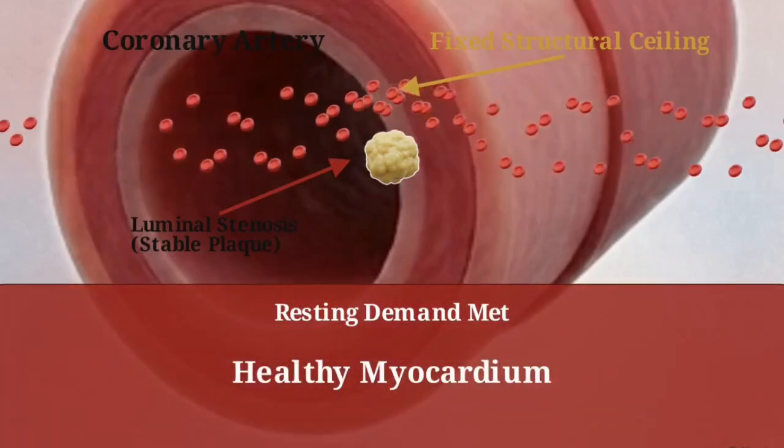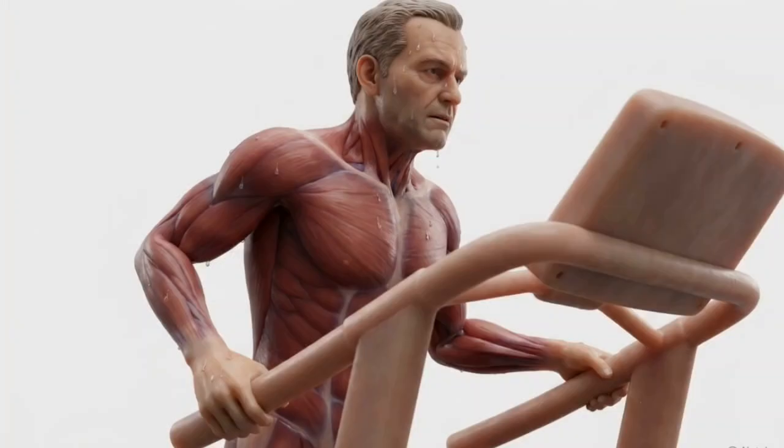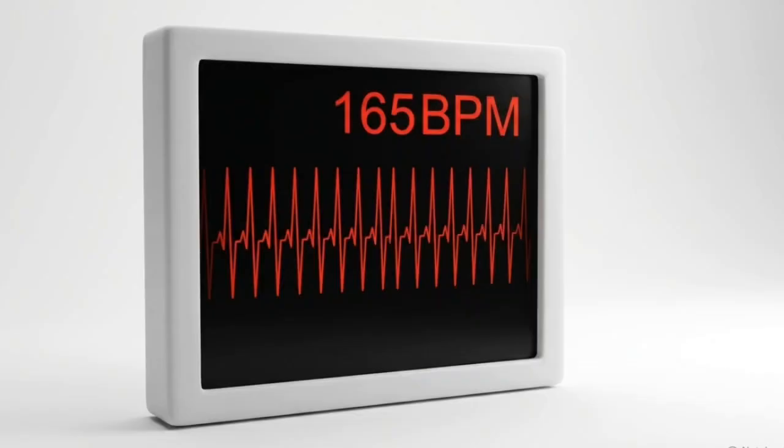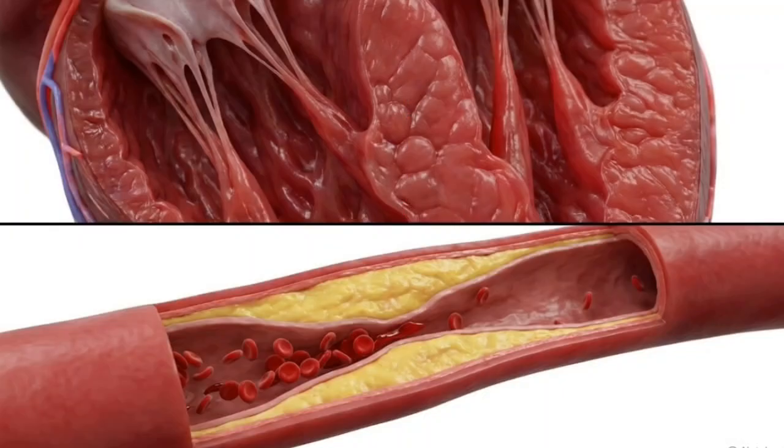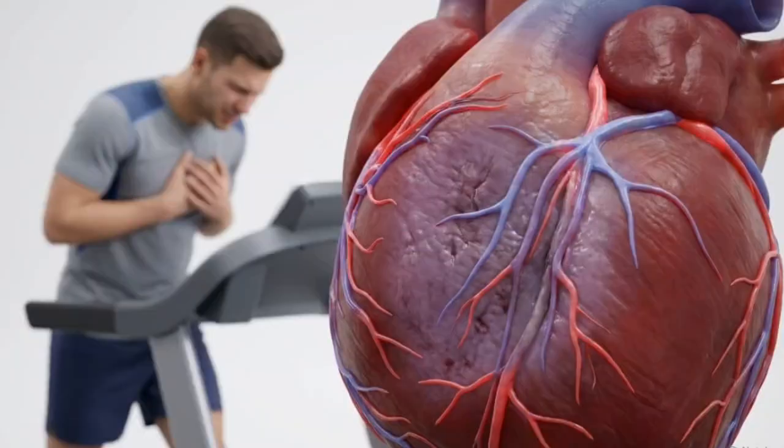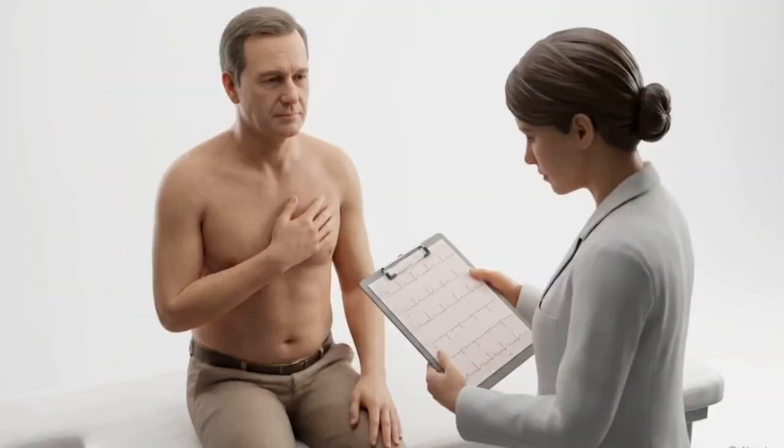The physiological equation shifts during physical exertion. Conditions like tachycardia or hypertension force the heart muscle to work harder, driving up myocardial oxygen demand. When that demand exceeds the fixed supply limit of the narrowed artery, the tissue begins to starve, subjected to transient, flow-limited ischemia. This resulting chest pain is classified as stable angina.